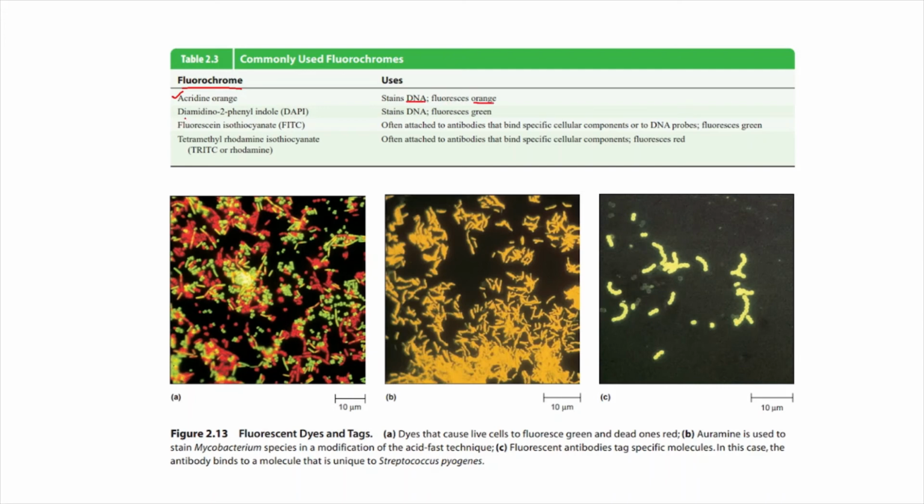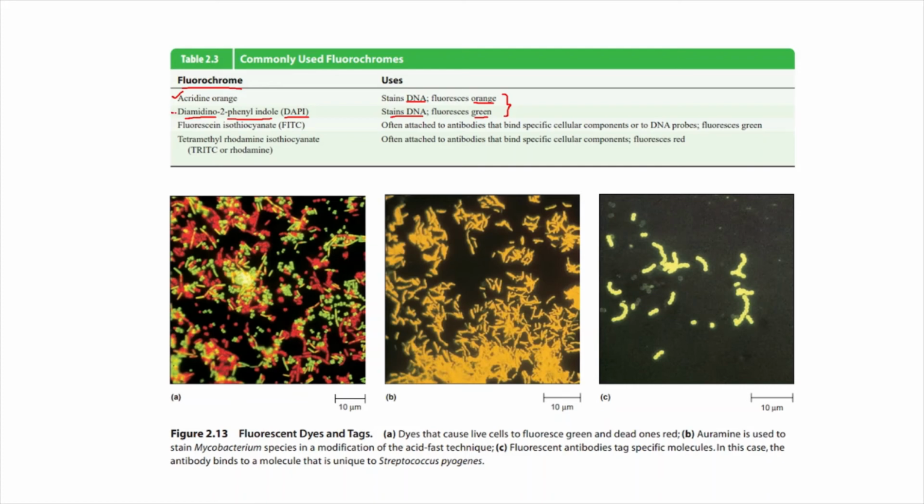Then we have diamidino-2-phenylindole, or DAPI. This particularly stains DNA and it fluoresces green. So these two are very important. In the lab we use either of the two for staining DNA. Either we can use acridine orange for staining DNA, which then gives orange light, or we can use DAPI for staining DNA, which gives green light. DAPI is actually diamidino-2-phenylindole.